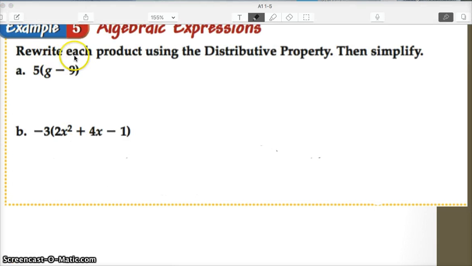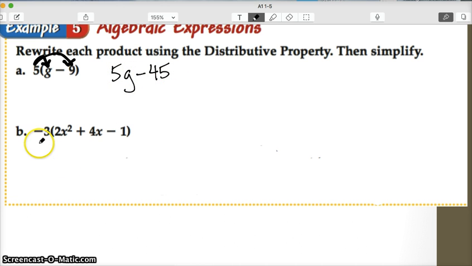Here in example 4, we're asked to rewrite each product using the distributive property, then simplify, and that's if it's possible. So we're going to try that right now. The distributive property tells me that I can rewrite a problem that's being multiplied by a number on the outside of parentheses, basically, by distributing that number throughout the parentheses. So this becomes 5g minus 5 times a negative 9, which is going to be negative 45. So we have 5g minus 45.